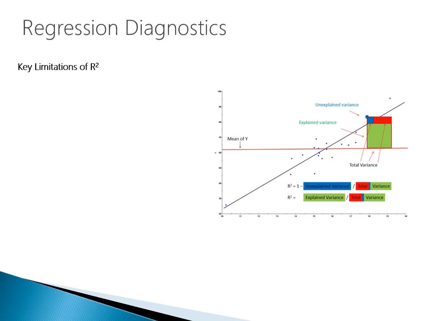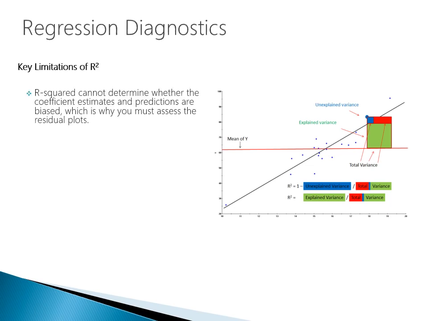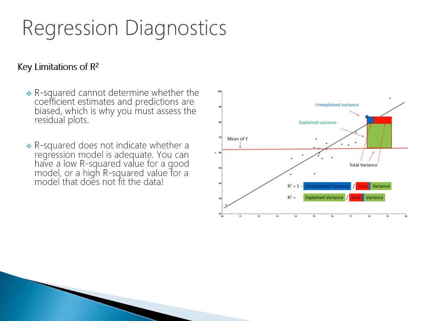There are some key limitations of R squared that need to be understood. R squared cannot determine whether the coefficient estimates and predictions are biased, which is why we must assess the residual plots. R squared does not indicate whether a regression model is adequate. As we discussed before, you can have a low R squared value for a good model, or a high R squared value for a model that does not fit the data. So it's a little misleading in that sense. The R squared in your output is a biased estimate of the population R squared. And so that is another limitation of working with the coefficient of determination.